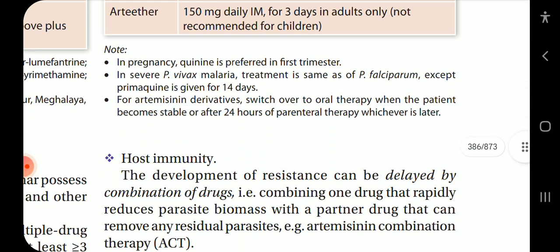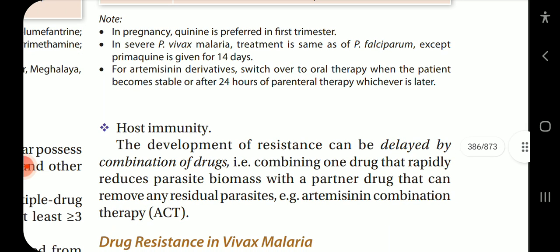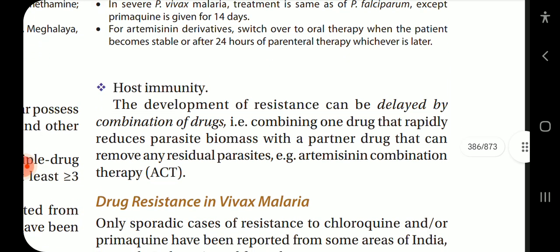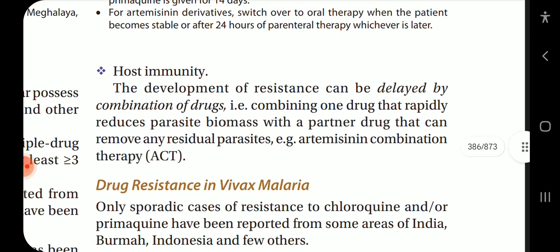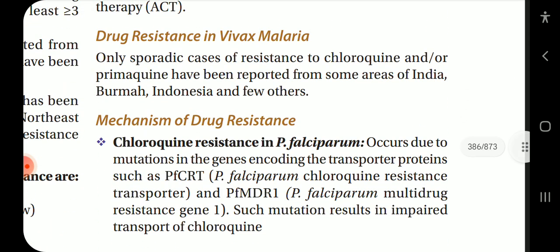Note: in pregnancy, quinine is preferred in the first trimester. In severe Plasmodium vivax malaria, treatment is the same as Plasmodium falciparum except primaquine is given for the first 14 days. For artemisinin derivatives, switch over to oral therapy when the patient becomes stable after 24 hours of parenteral therapy, whichever is later. Drug resistance in vivax malaria.